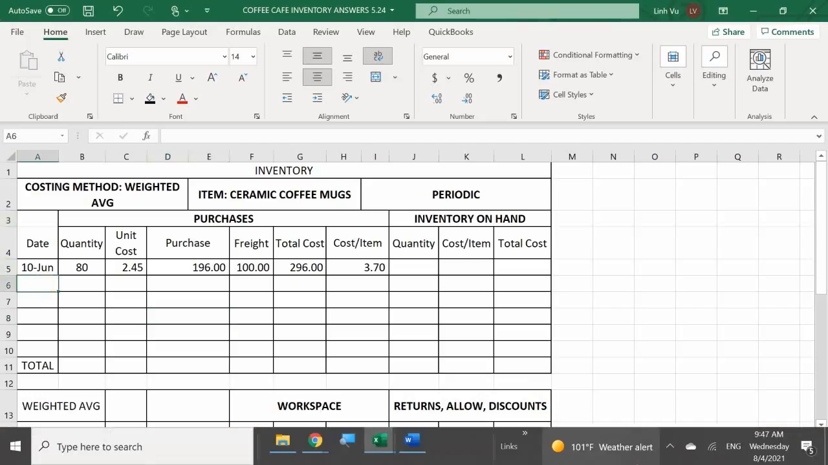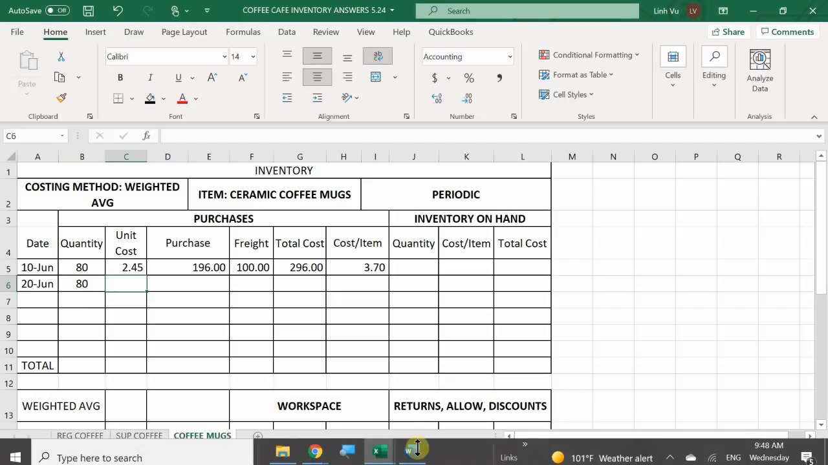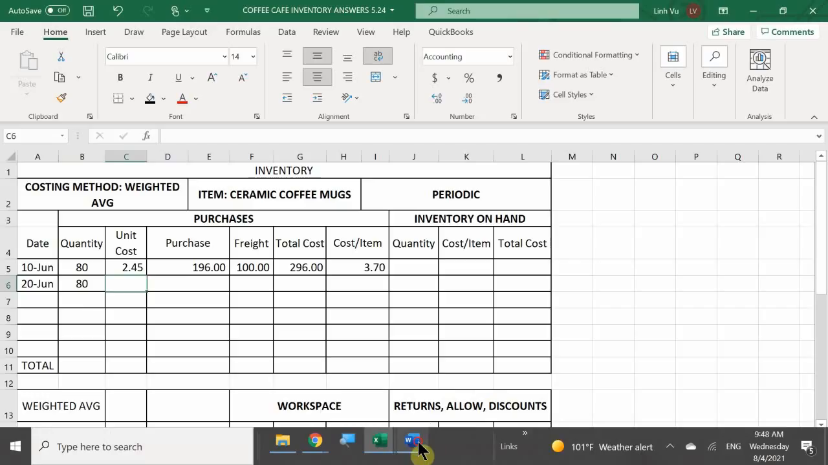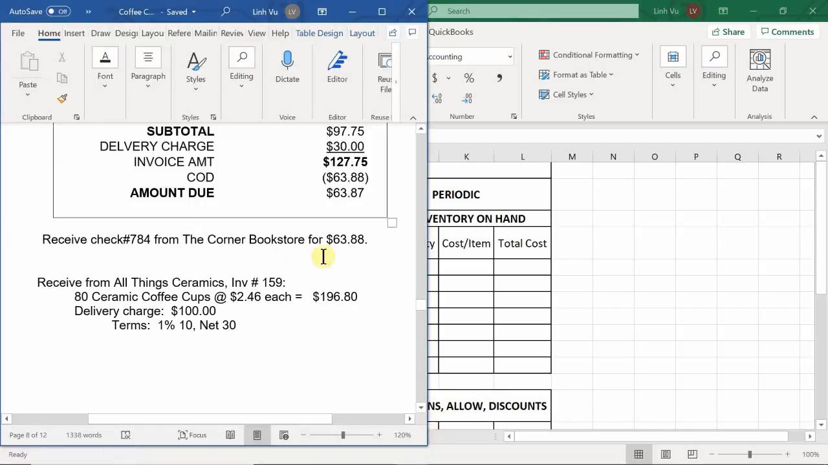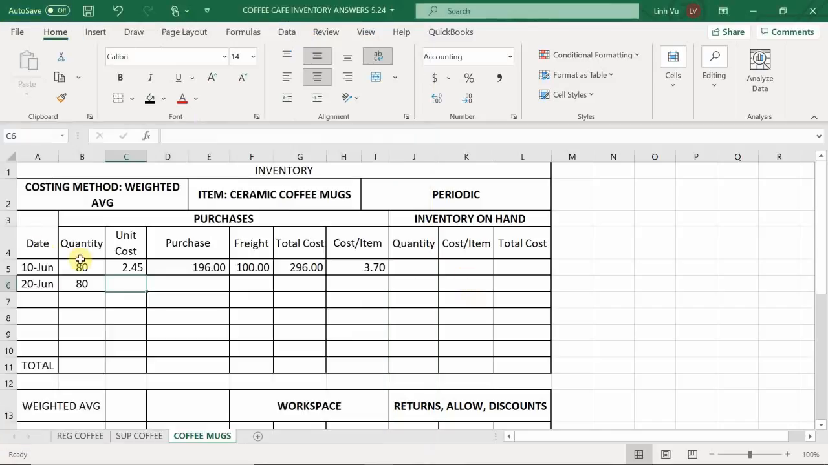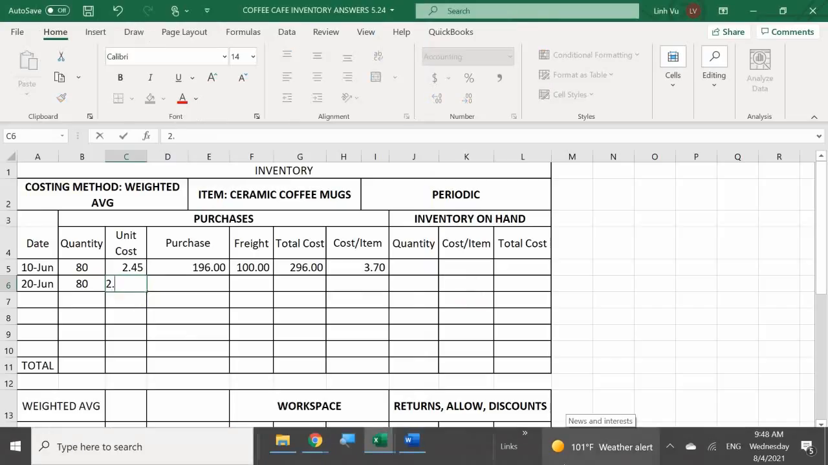So here we go. We bought 80 more coffee mugs. At what price? Okay, let's check our invoice. At what price was each cup? That's 246. $2.46 a cup. So therefore, what is my total purchases?